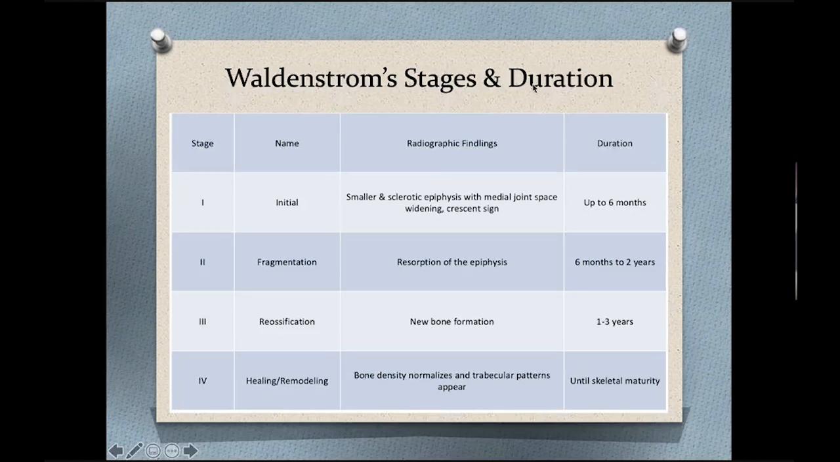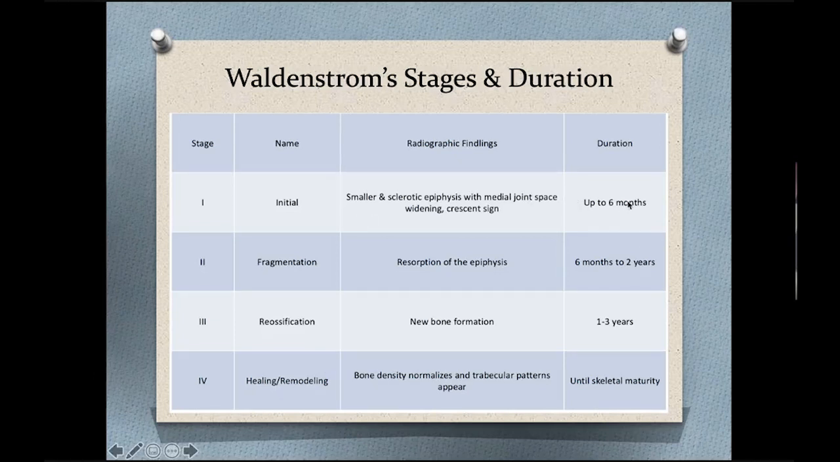So this is the detail of the Waldenström stages. Stage 1 is the initial stage of synovitis, what we call irritable hip. Then there is fragmentation, when there is significant limitation of movement, then an area of re-ossification, where he is regaining his femoral head, and the healing stage. And this is the time period which is written.